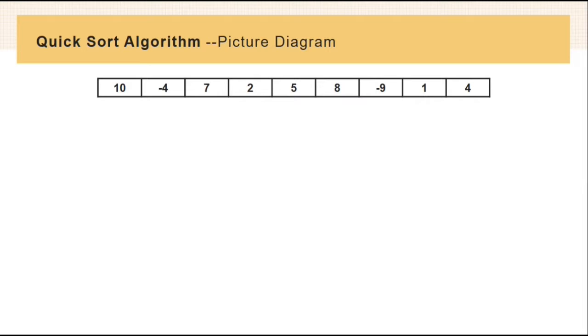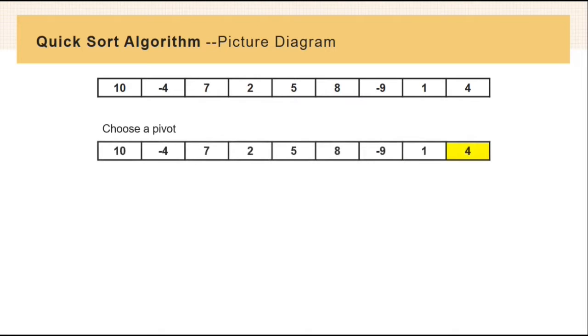As you can see now on the screen, there is an unsorted array that needs to be sorted using the quicksort algorithm. So we need to sort the array in ascending order. The first step in using quicksort is we need to choose a number to be a pivot. In this example, I will choose number 4 to be the pivot.